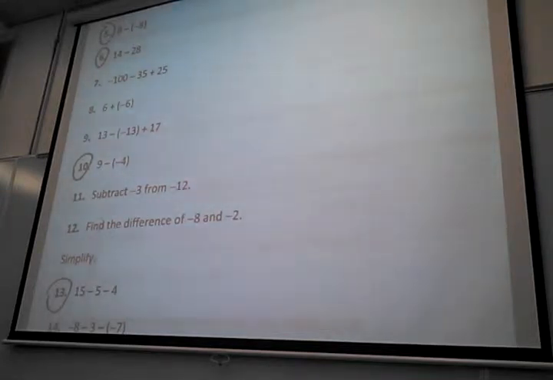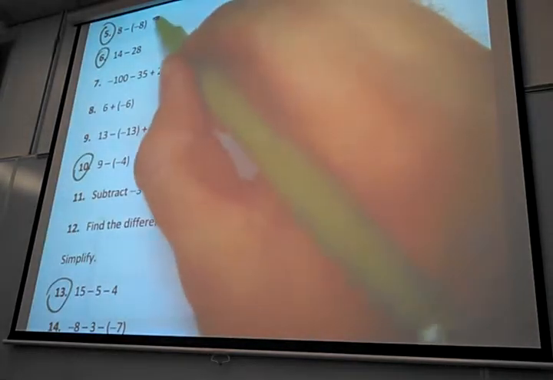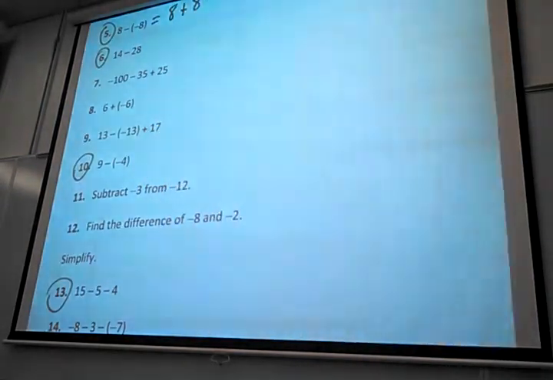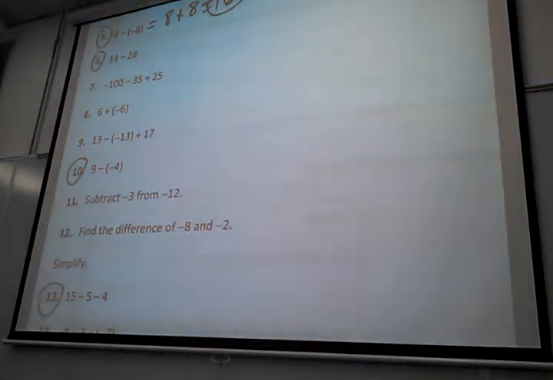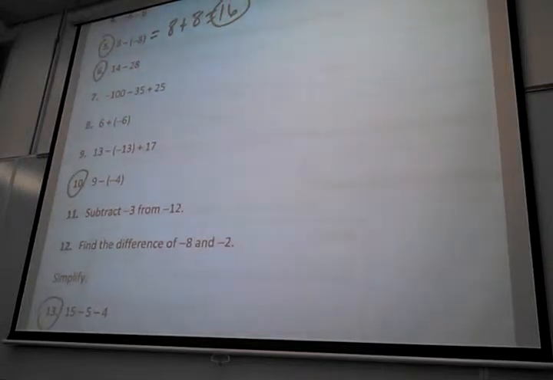So 8 minus negative 8 cannot be 0. There's no way, because 8 minus 8 is 0. So we know minus and negative becomes positive. So I can rewrite this as 8 plus 8, which is 16. Basically, all that stuff in between the two 8s, just pretend it isn't there, put a plus on it.